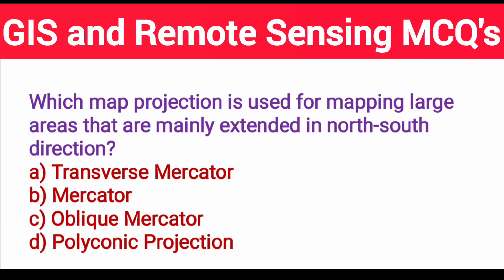Next question, which map projection is used for mapping large areas that are mainly extended in north-south direction? Option A, transverse Mercator. Option B, Mercator. Option C, oblique Mercator. Option D, polyconic Mercator. So the correct answer is option C, oblique Mercator.